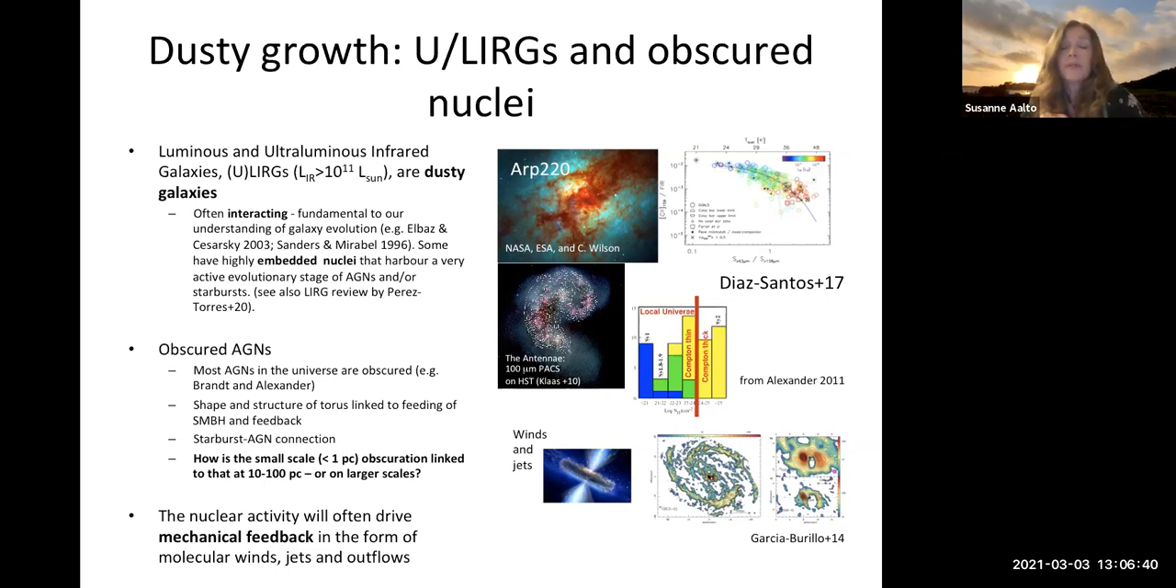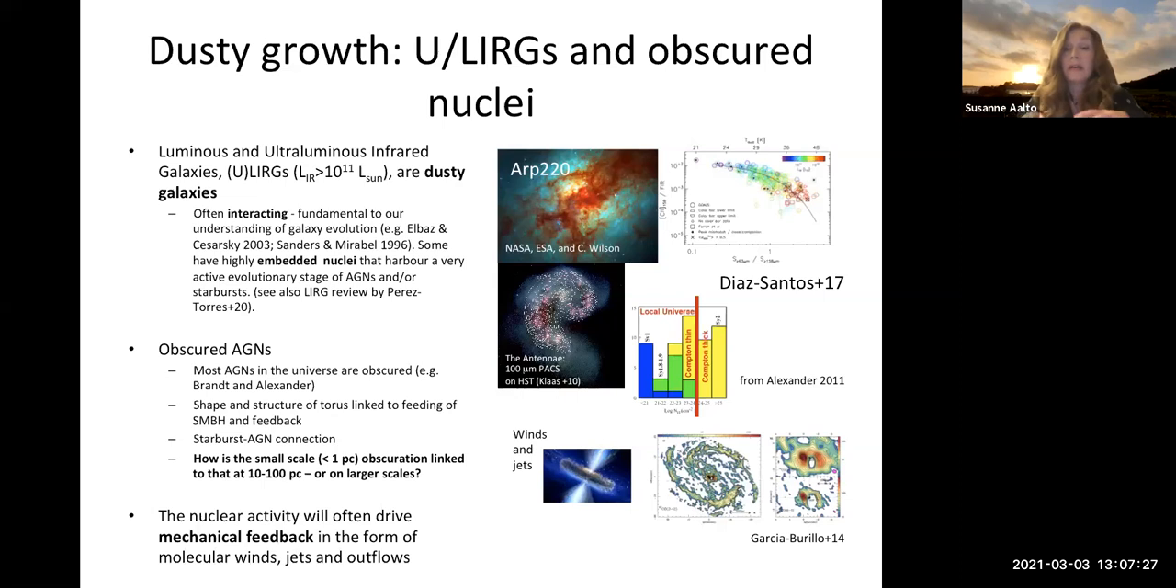Other important dusty objects, of course, are AGNs, active galactic nuclei. I'm sure you know that acronym, where we have growing supermassive black holes, very often surrounded by dust, obscuring their inner regions close to the black hole. So we need to study these dusty objects also to understand how starbursts and AGNs are connected to each other, and how the small scale obscuration, which is often detected, or at least suspected, in X-rays, is linked to the structures we see on larger scales of about 10 parsecs.